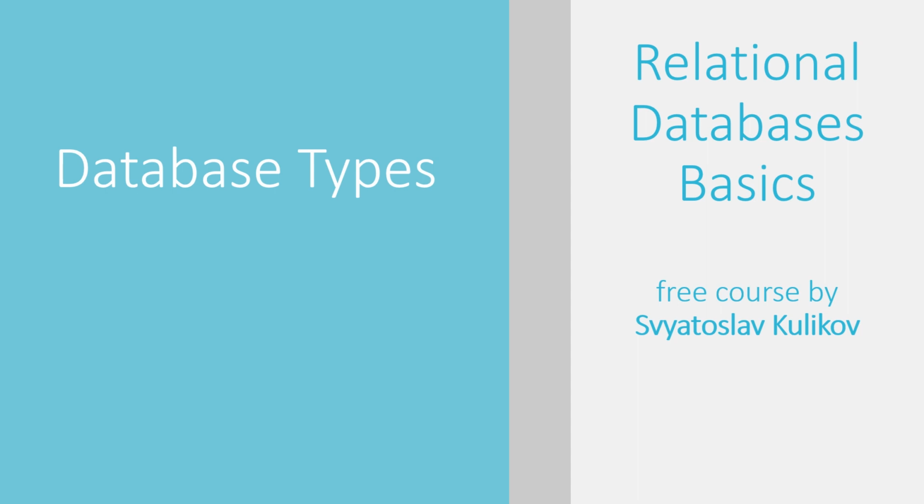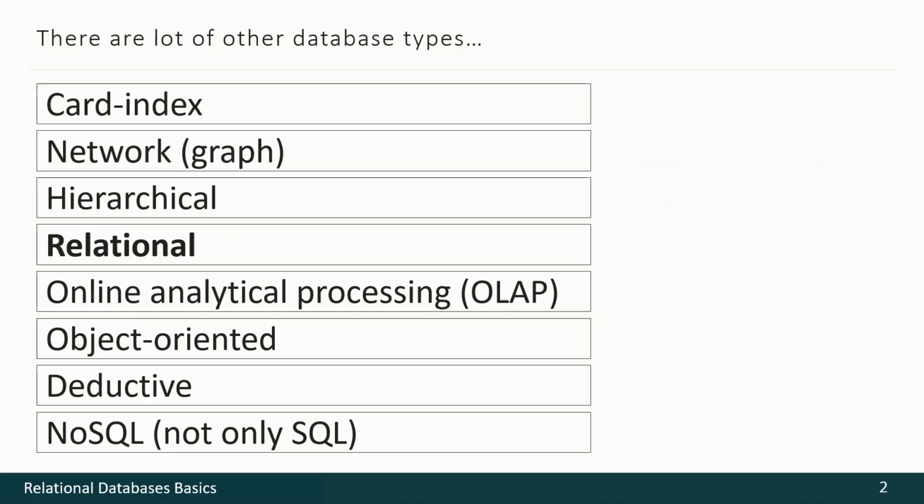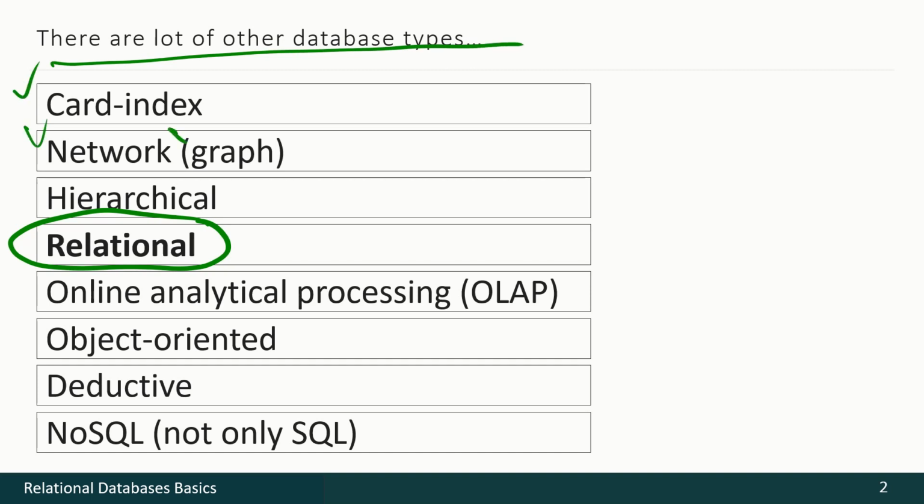In this video we shall review and discuss the whole variety of database types. Of course, our course is dedicated to relational databases, but there are a lot more, like card index, network and graph databases, hierarchical databases, OLAP, object-oriented or object-relational databases, deductive, NoSQL, and so on. And now we shall make a quick review of each of these types.